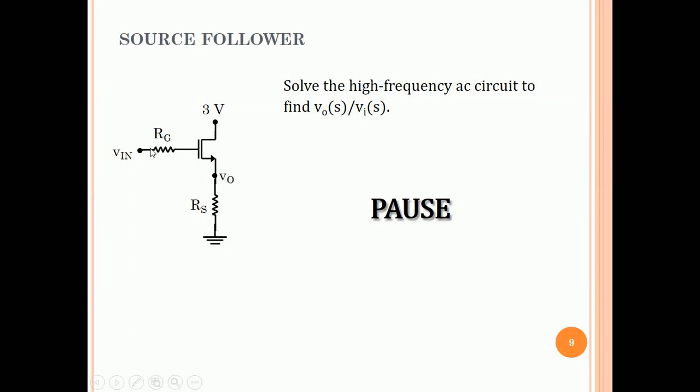Okay, let's look at the source follower. The input is at the gate, again with a gate resistance, and the output is at the source. So again please pause and solve this circuit and find VOS over VIS.